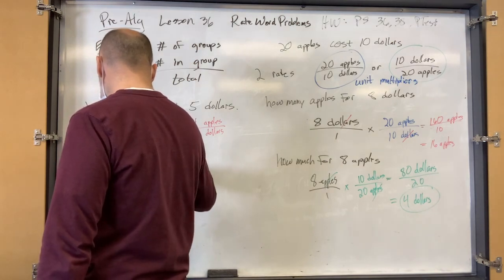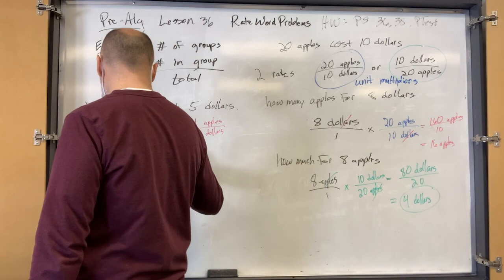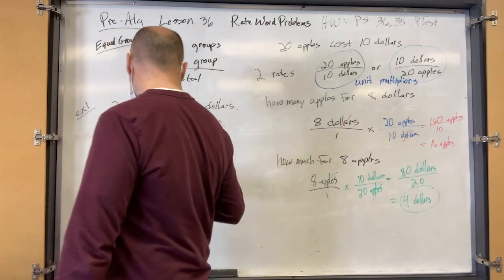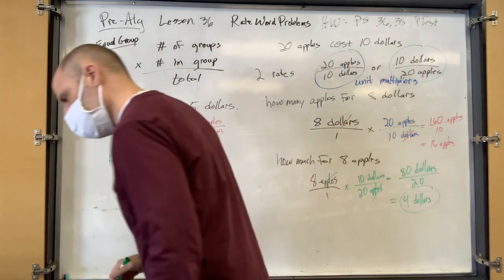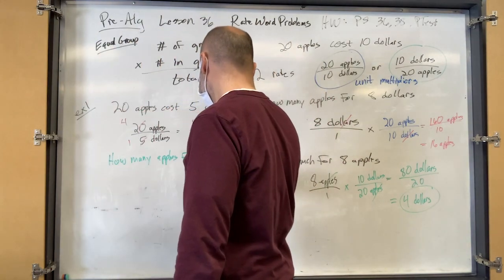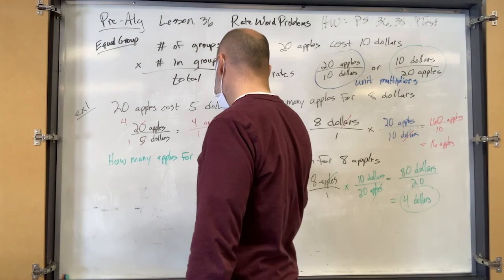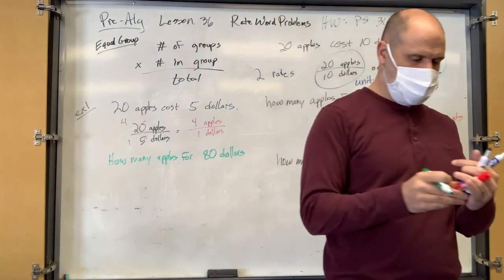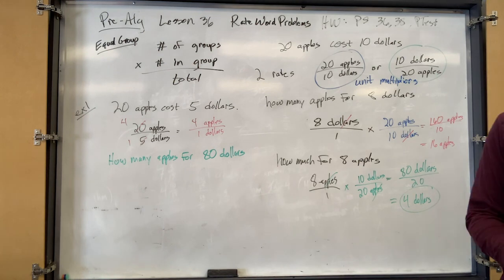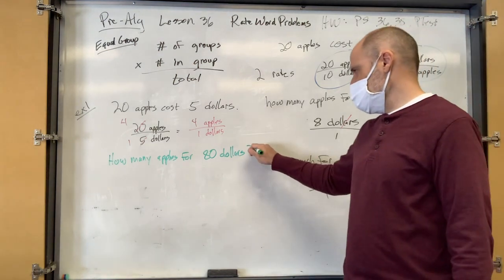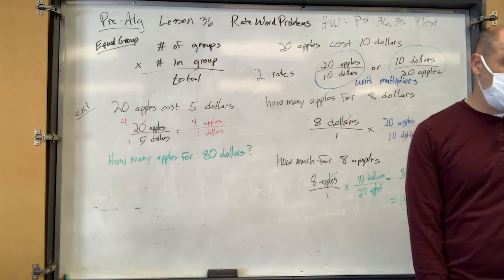How many apples, and how many dollars? $1 for 4 apples. What's the question? How many apples can I buy for $80? Sorry, $80. No, 4 apples for $1.